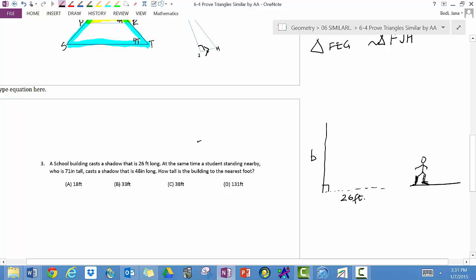This student is 71 inches tall, and the shadow here is 48 inches. So you want to find the height of the building. In other words, you want to find B. So go ahead and set up a proportion to solve for B, and figure out what your answer should be, and I'll put that in a call out.